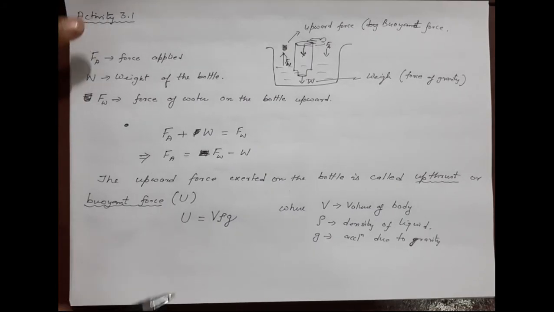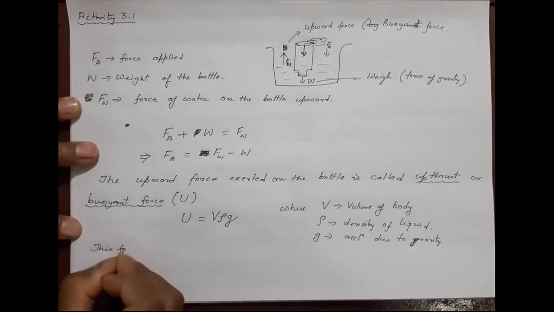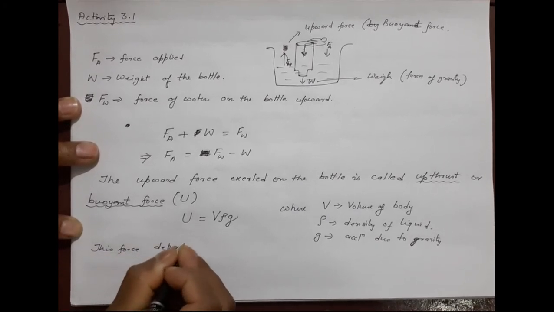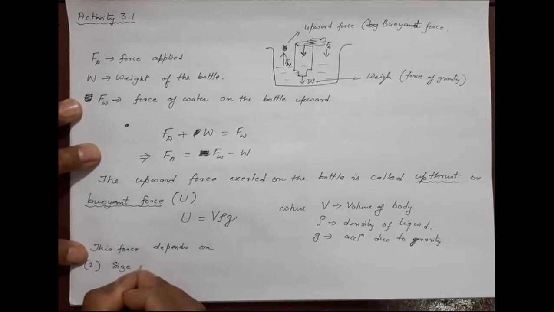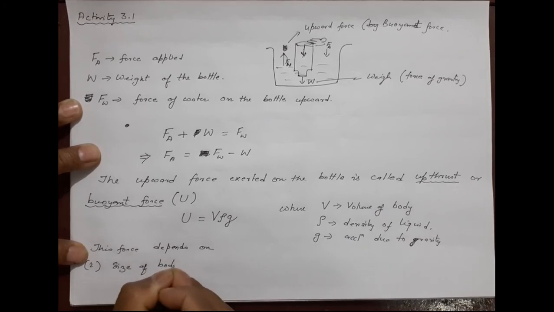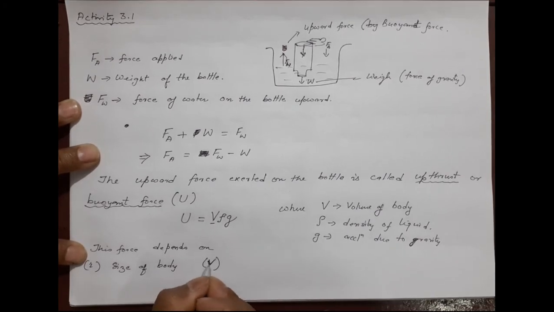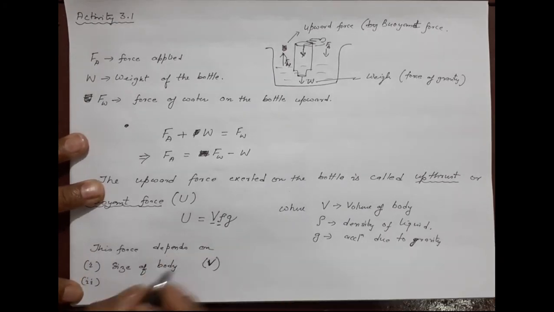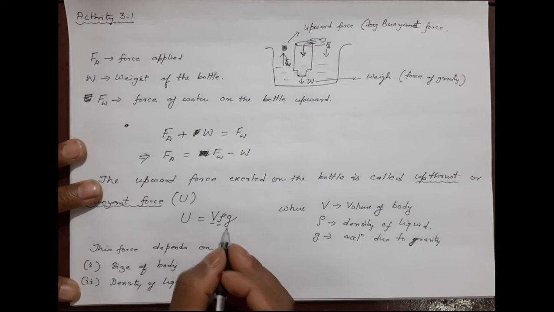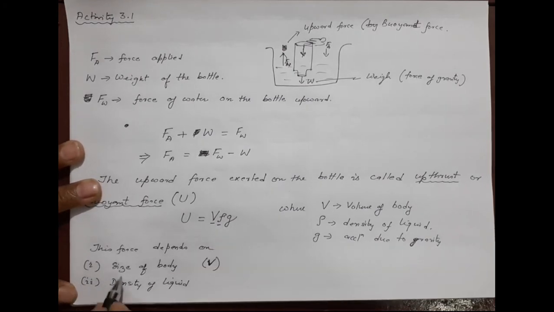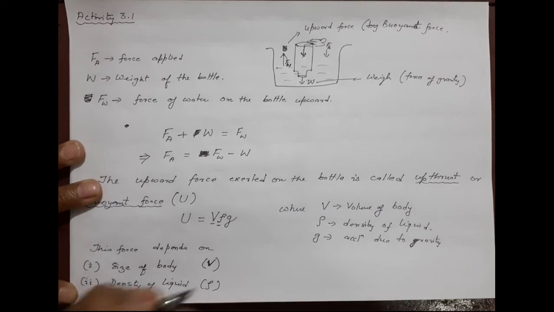This activity also tells what this force depends on. You can very easily understand it depends on, number one, the size of the body. That is why it is V. Size of the body means volume will decide how big or how small. Number two, the deciding factor is the density of the liquid. I will not add number 3, g, because acceleration due to gravity is the same everywhere. So the size of the body and the density of the liquid decide your upthrust.